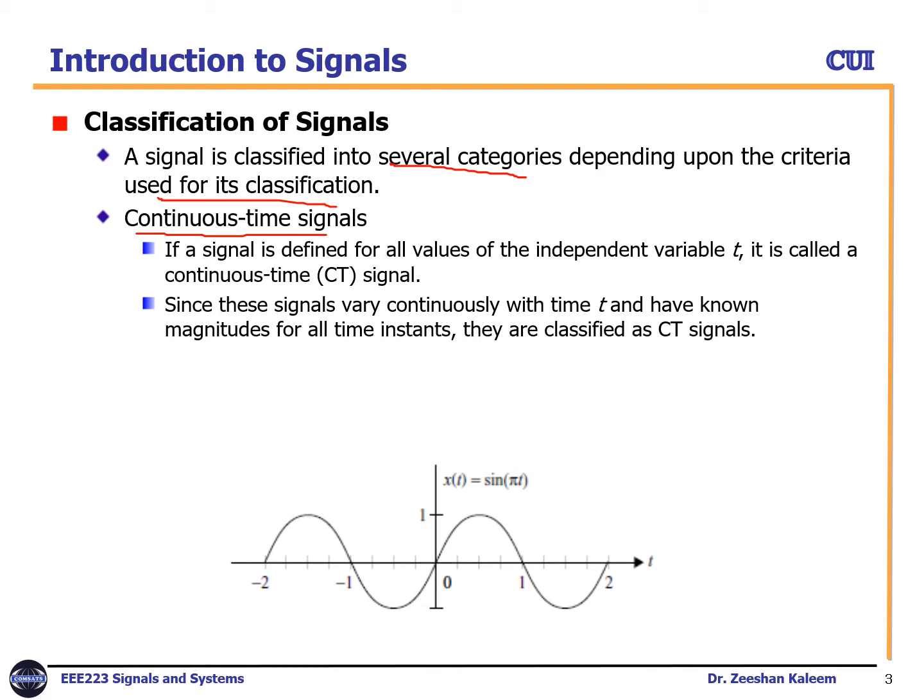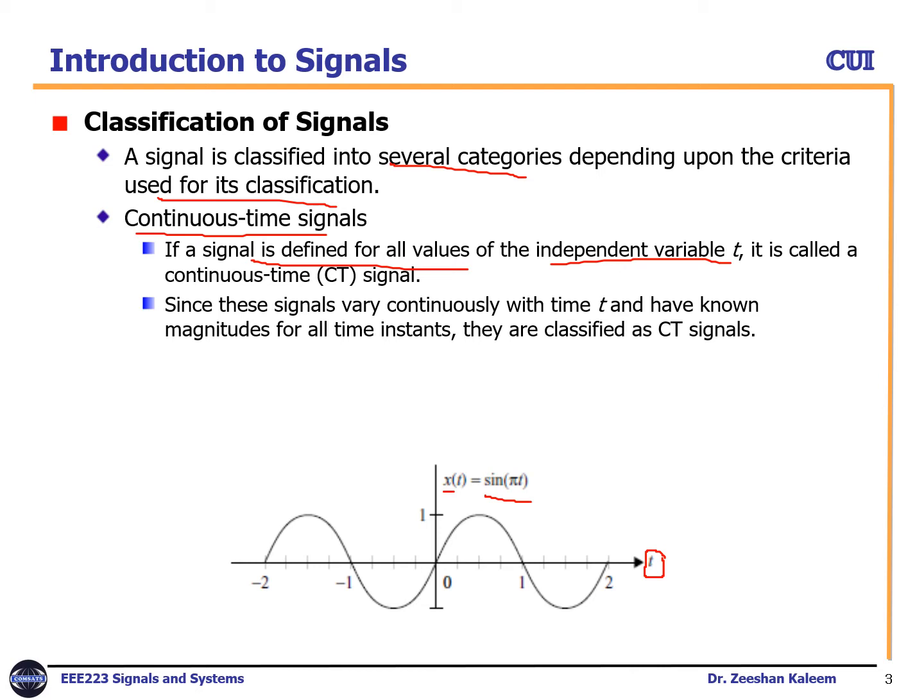What does it mean? I think you will be much familiar with the continuous time signal. If a signal is defined for all values of the independent variable time t, it is called a continuous time signal. For example, look at this picture. Here on the x-axis we have time t, and on the y-axis signal values, for example the signal x(t) = sin(pi t). So on the y-axis we have a value for each time t by calculating sin(pi t). So we get x(t).